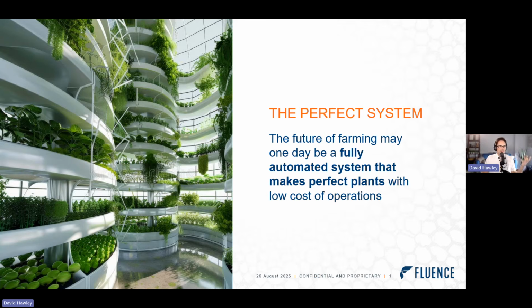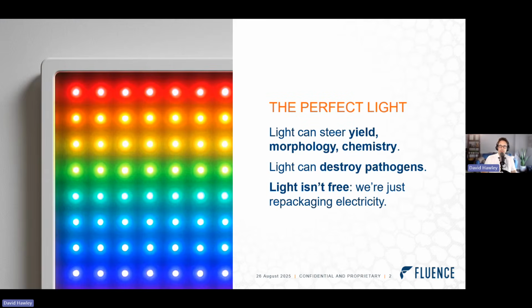And like all of that, lighting is an important piece of this equation, right? Lighting has the power to be very creative, right? Lighting can drive yield and lighting can steer morphology and it can drive certain chemical profiles like I just talked about. Lighting can also tactfully be used to destroy things you don't want, right? Certain wavelengths of light like UVC can obliterate pathogens, therefore getting you one step closer to a perfect lighting system to give you these perfect plants.